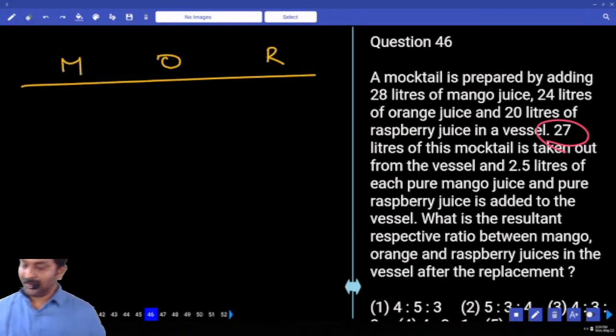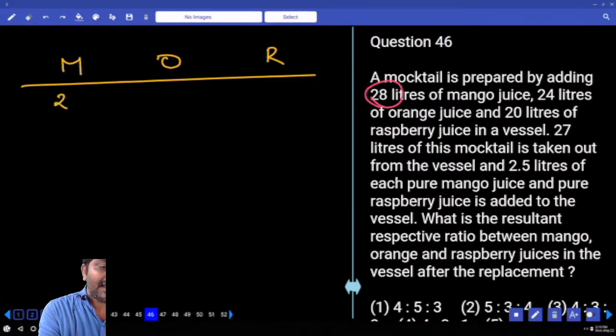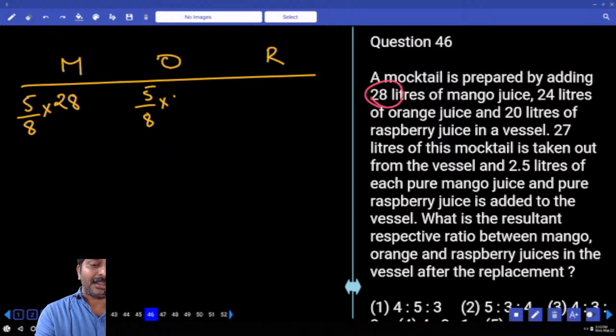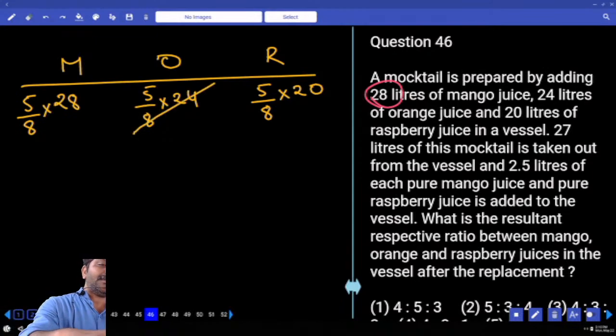Okay. Now how many liters of mango do we have? 28. 3/8 is going out. That means the leftover is 5/8 quantity. Here also 5/8 of orange, 24. Here also 5/8 of raspberry, which is 20. Yes. 8 how many times? 3 into 5. This is clear.